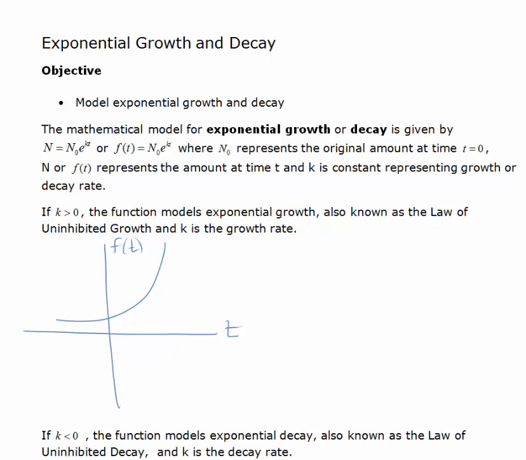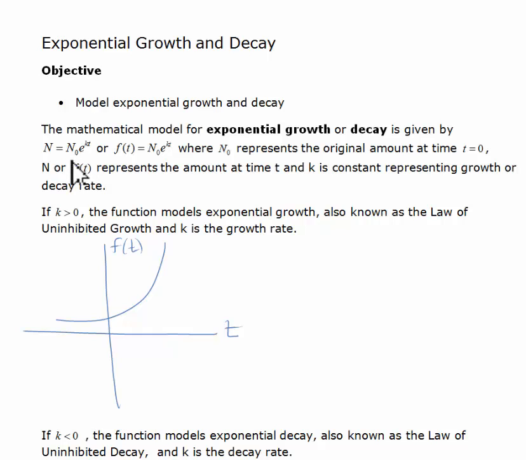All right, in this lesson, we're going to look at exponential growth and decay models. The mathematical model for exponential growth or decay is given by this formula right here, N equals N sub 0 e to the kt. You can also use function notation. You could use N of t or f of t.